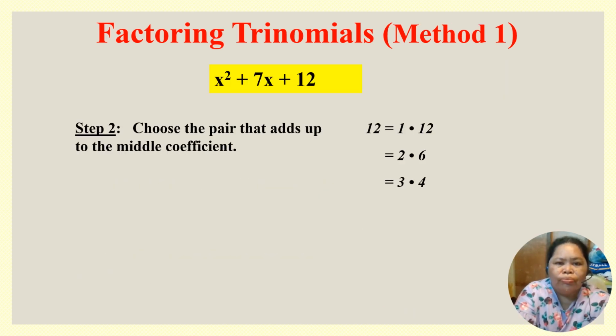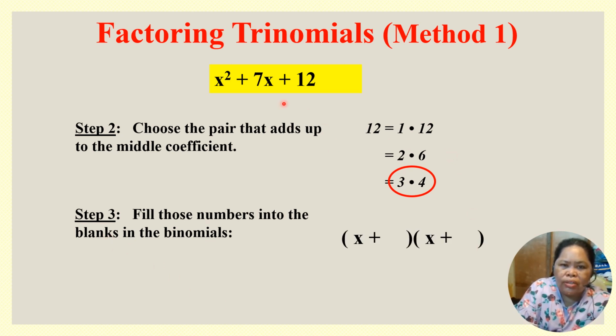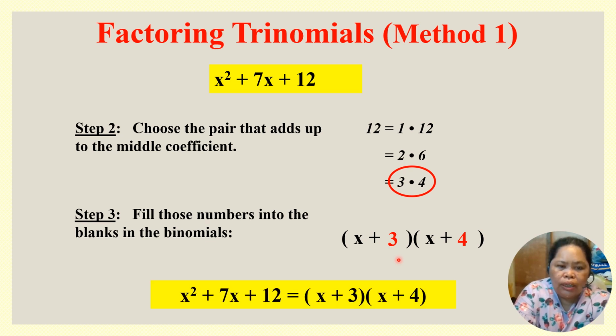And then choose the pair that adds up to the middle coefficient. So that is 3 plus 4. Fill those numbers into the blanks in the binomial. Since the x squared is x times x, we just fill in the numbers. So this is what we have: x plus 3 and x plus 4. Thus, x squared plus 7x plus 12 is equal to x plus 3 times x plus 4. So this is the factored form.